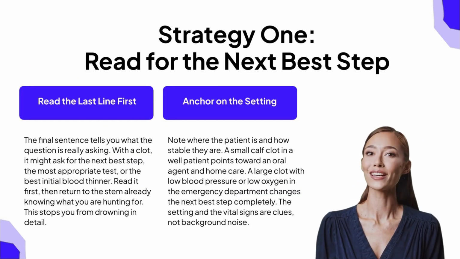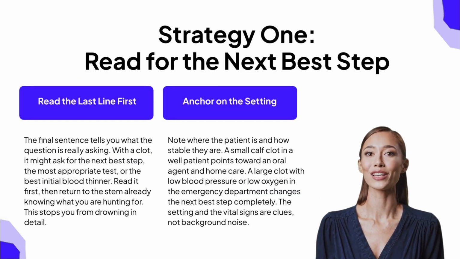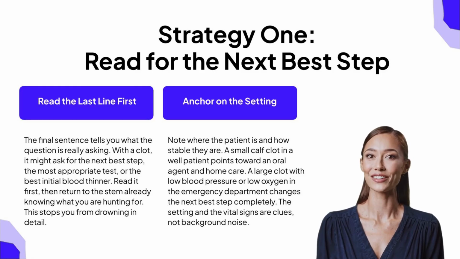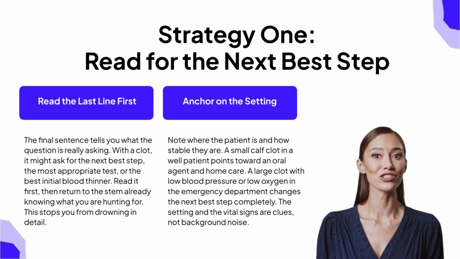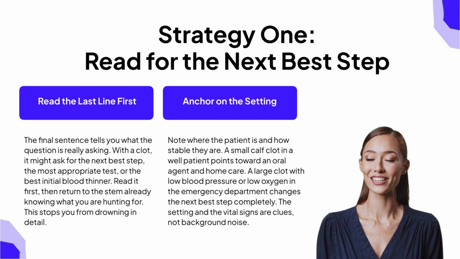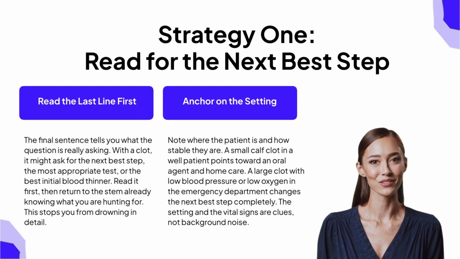Our first strategy is to read every clot vignette like a working physician deciding what to do next. Start with the last line of the question. That sentence tells you what is actually being asked, whether it is the next best step, the most appropriate test, or the best blood thinner to start. Once you know the question, go back and read the stem with that goal in mind, and you will stop drowning in detail. Then anchor on two things: the setting and the stability of the patient.